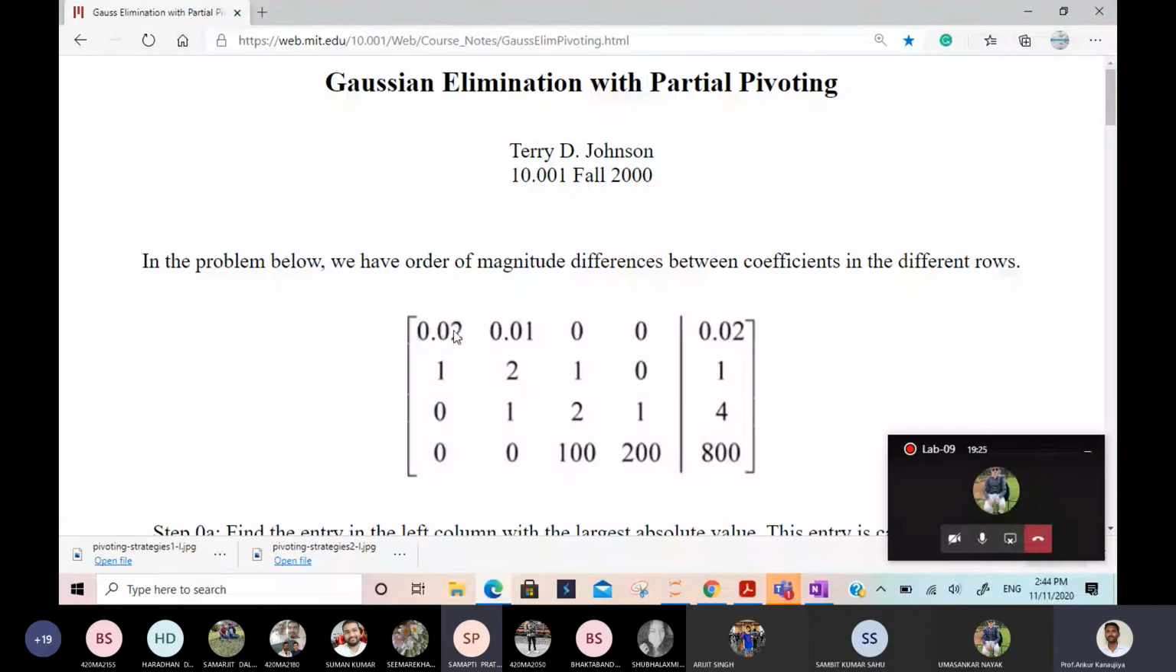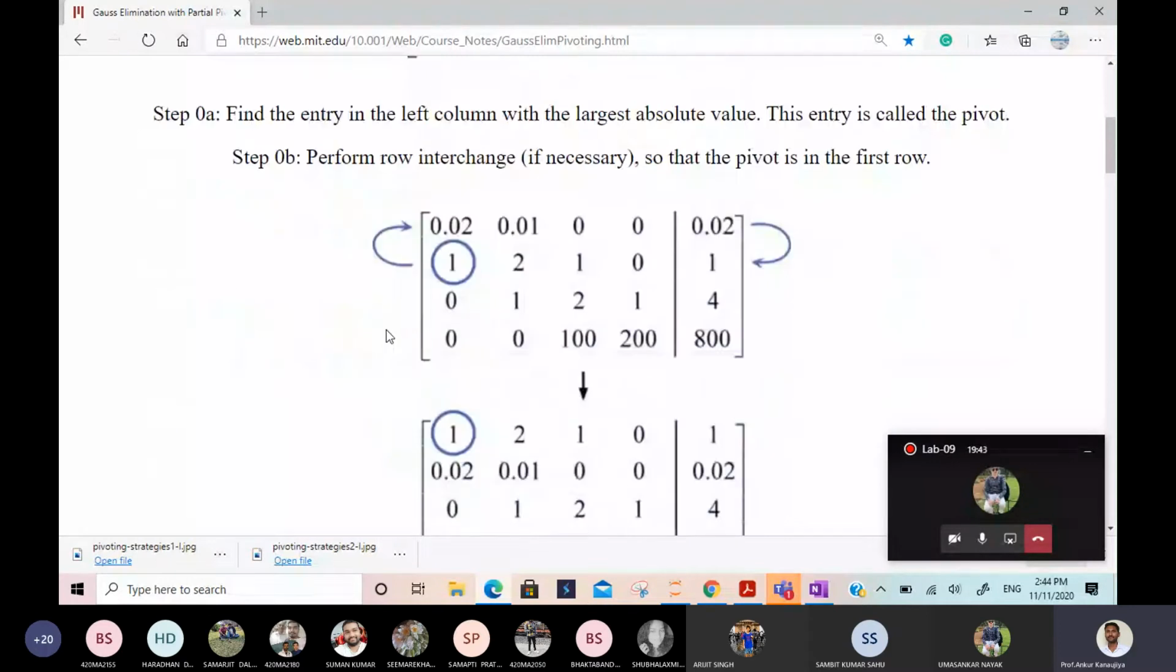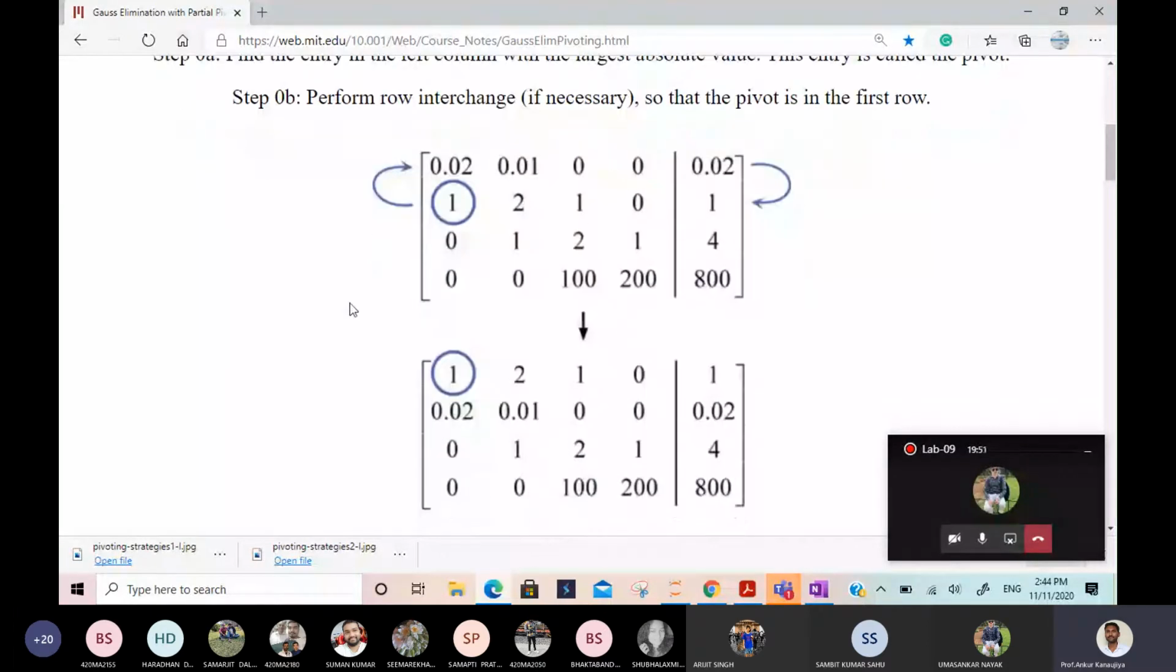With the help of this 0.02 also we can perform it. It is not 0, but in this technique we'll always see which one is the maximum, and whatever the maximum, we'll interchange the second row with the first row. Once you interchange, this 1 will go here and this 0.2 will come here. That means the whole row will interchange, and after interchanging you will get this one.